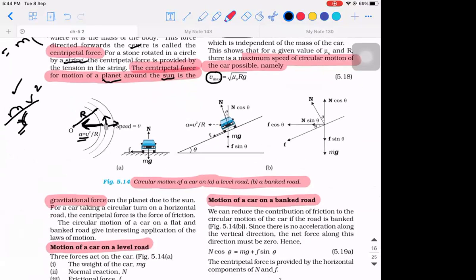The next one is slightly tricky. So this is motion of a car on a banked road. Let me explain what banking means.